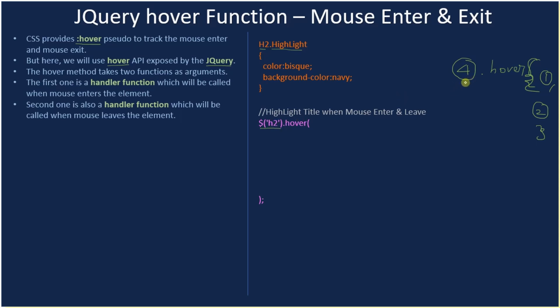There are 4 elements. That means we are providing the handler for 4 H2 elements, and we are giving the handler for mouse enter as well as mouse exit. And if you see, this is the function, right? Function 1, and this body will get called when the mouse enters the H2. And this is the second body. This is for the leave. Now we have the infrastructure ready.